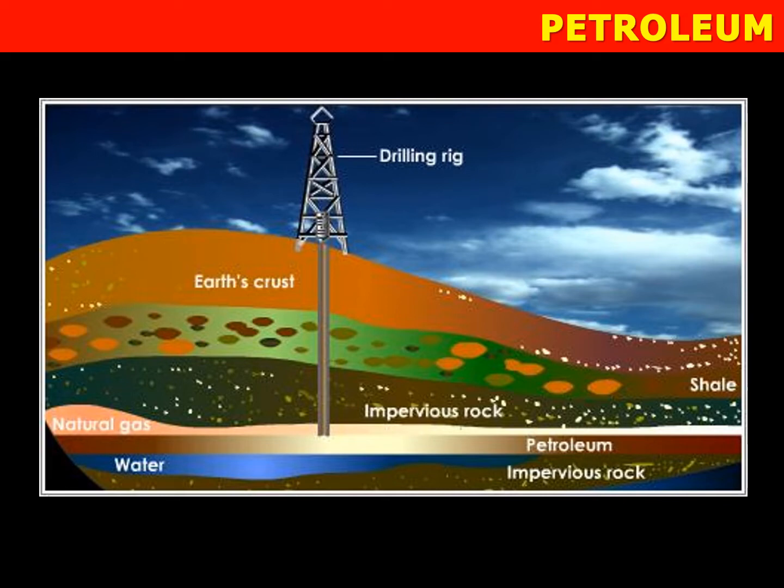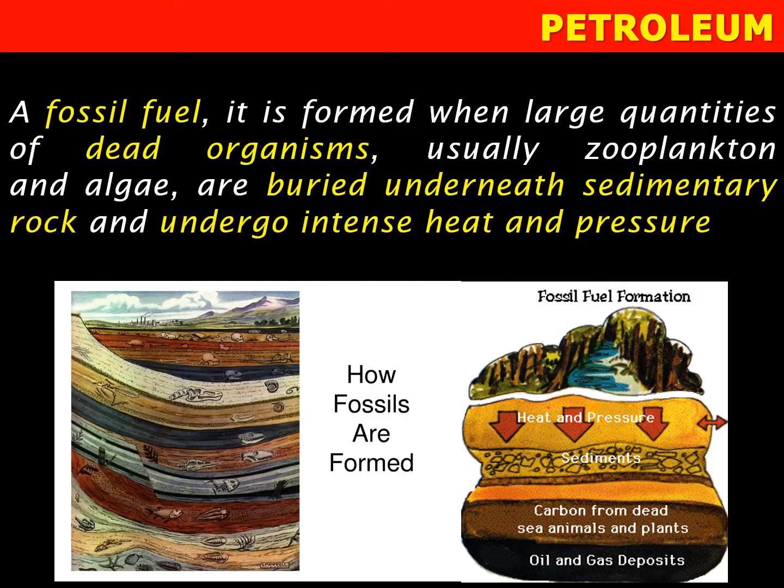This figure shows where petroleum and natural gas are located beneath the Earth. Normally, petroleum is extracted using a drilling rig. A fossil fuel, it is formed when large quantities of dead organisms, usually zooplankton and algae, are buried underneath sedimentary rock, and undergo intense heat and pressure. This process takes millions of years to create it.